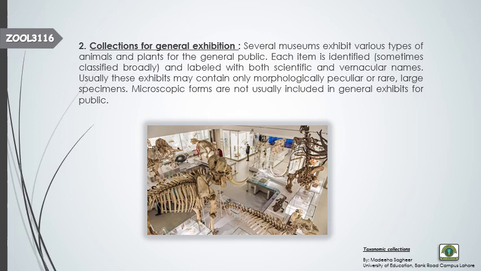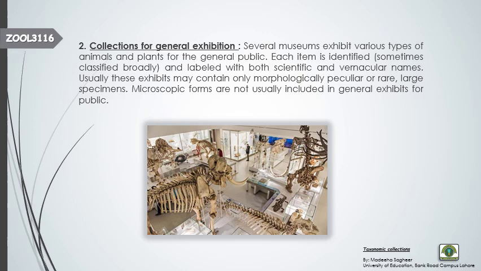Several museums exhibit various types of animals and plants for the general public. Each item is identified, sometimes broadly classified. For the general public, the items are not classified too keenly, but they are broadly classified. We give simply the kingdom name and the phylum name, and label them with both scientific and vernacular names. Scientific names will be there, and their common names will also be there, the names which we use in our common language. Vernacular names are those names.